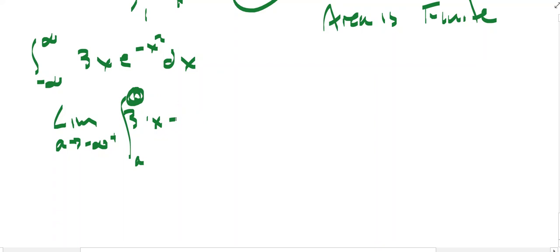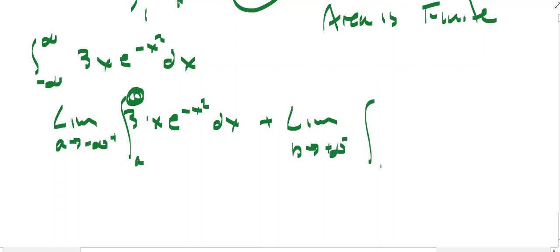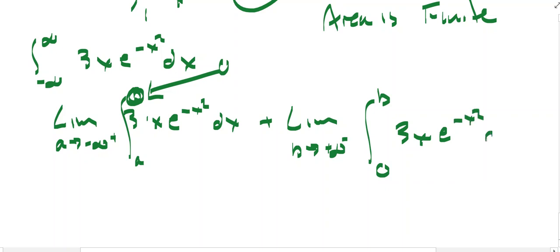And we have 3x e to the negative x squared dx. And then we want the limit as b approaches positive infinity from the left. And so now the lower bound I'm going to let be equal to 0 and the upper bound b, of 3x e to the negative x squared dx.